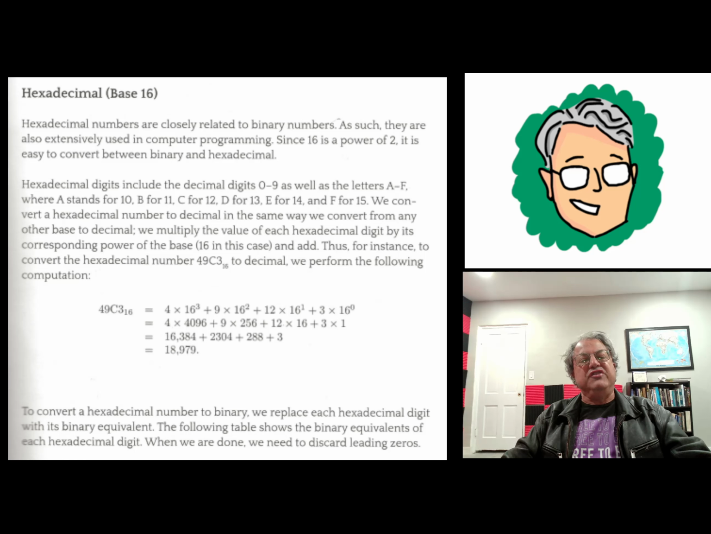Now we just simplify this expression. 16 cubed is 4,096, so we take 4 times 4,096. We add 9 times 16 squared, which is 256. And then we add 12 times 16. And then we finally just add 3. When you simplify all this, you can do the arithmetic yourself. You'll find the answer is equal to 18,979. So that's how you convert from hexadecimal to decimal.